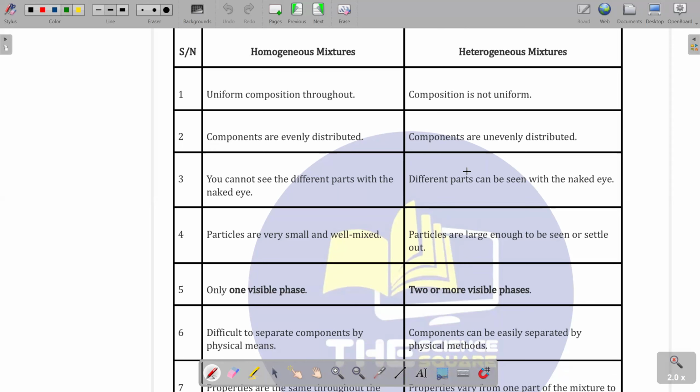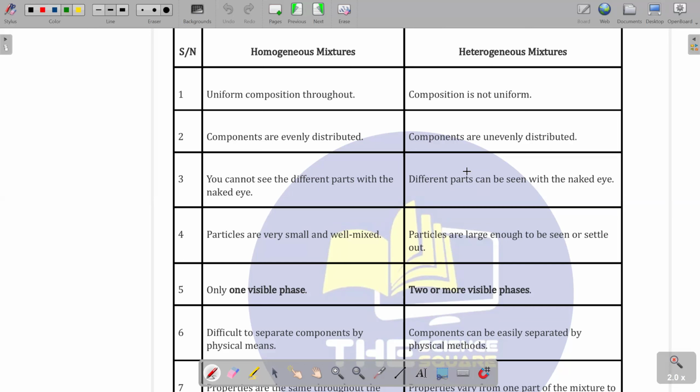You cannot see, for example, in a homogeneous mixture, the different parts of the mixture because they are uniform. There's uniformity. Unlike in heterogeneous mixtures, where you can see the barrier. For example, if you try to mix kerosene and water, you'll see a barrier that separates the two, which you can see with your naked eyes, okay? Because it's a heterogeneous mixture.